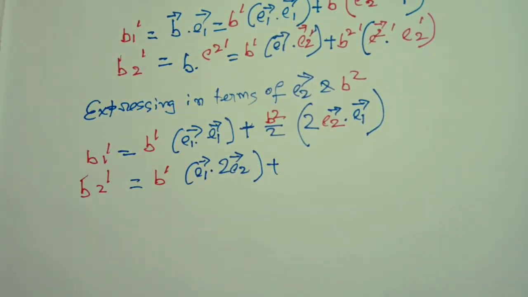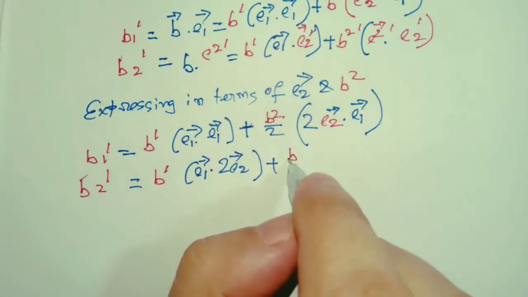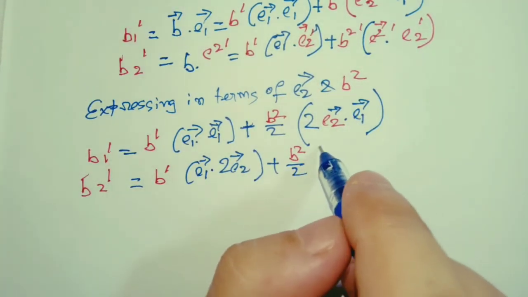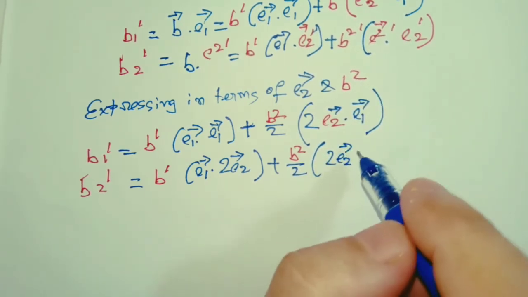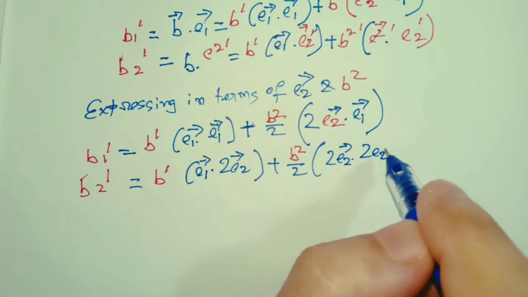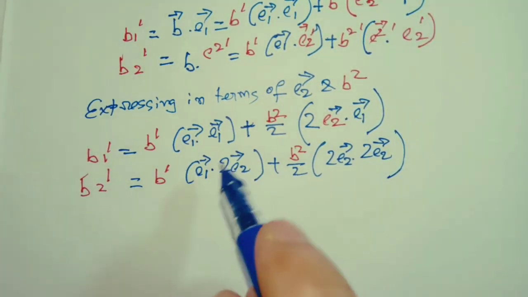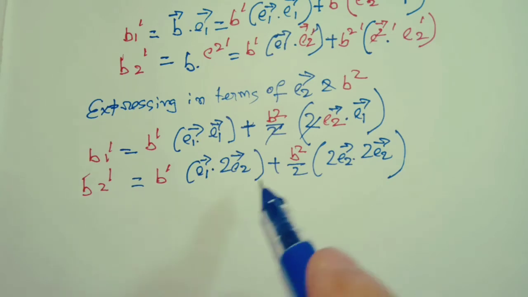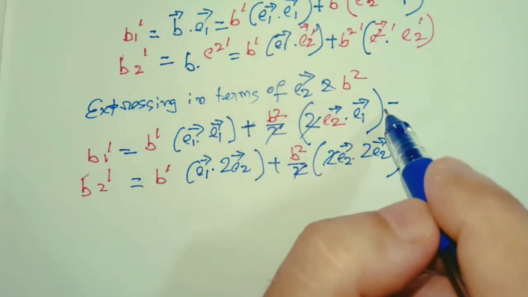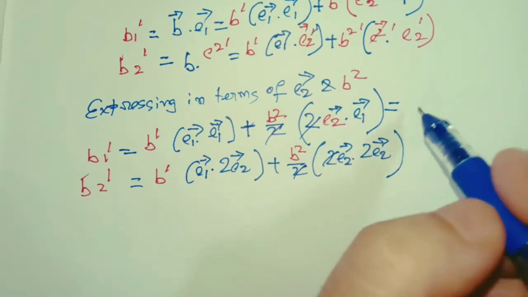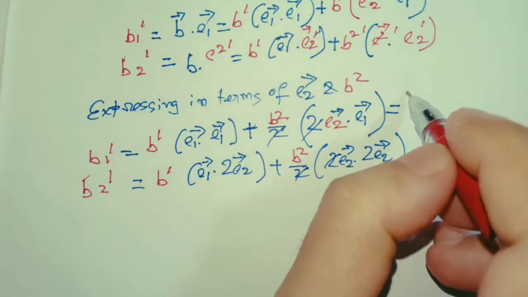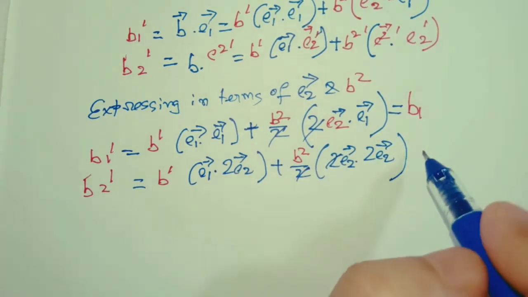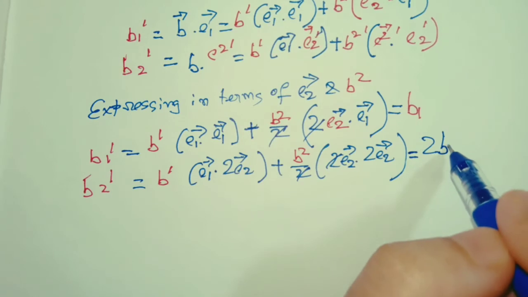plus V2 by 2, 2E2 dot 2E2. Now you see what happens over here is that this 2 and this 2 get cancelled out. In this B2 part also, this 2 and this 2 get cancelled out. And this equation, if I solve it, will be more or less equal to the same B1. And this equation will take two 2's, and it would be more or less equal to 2B2.